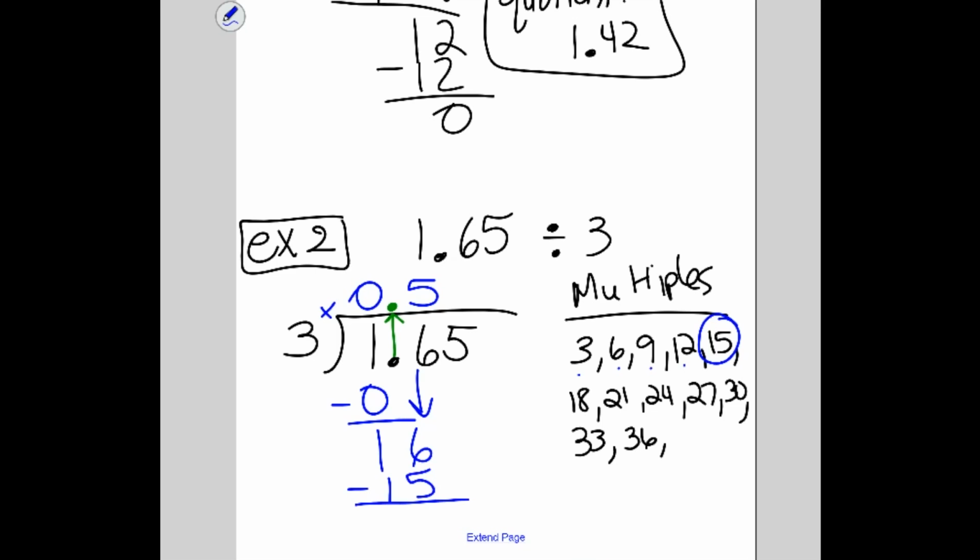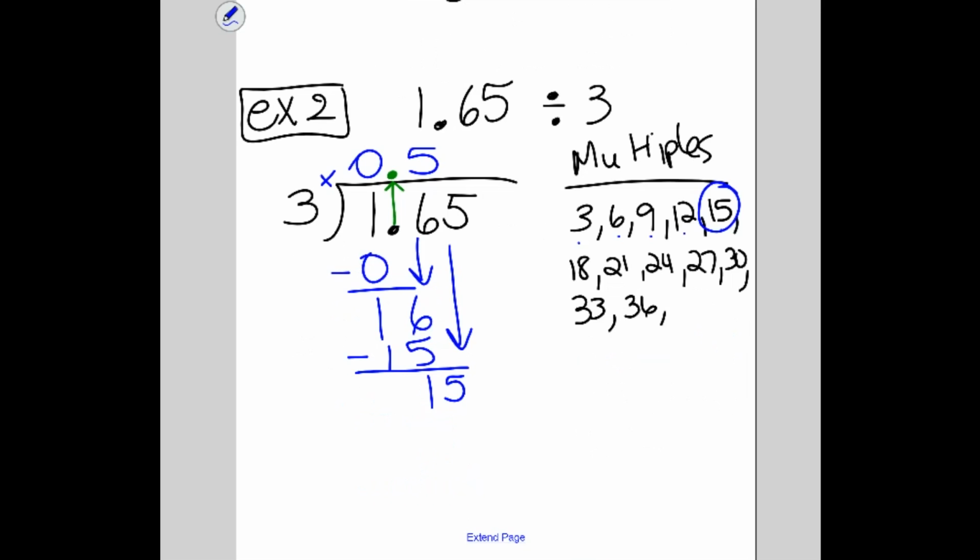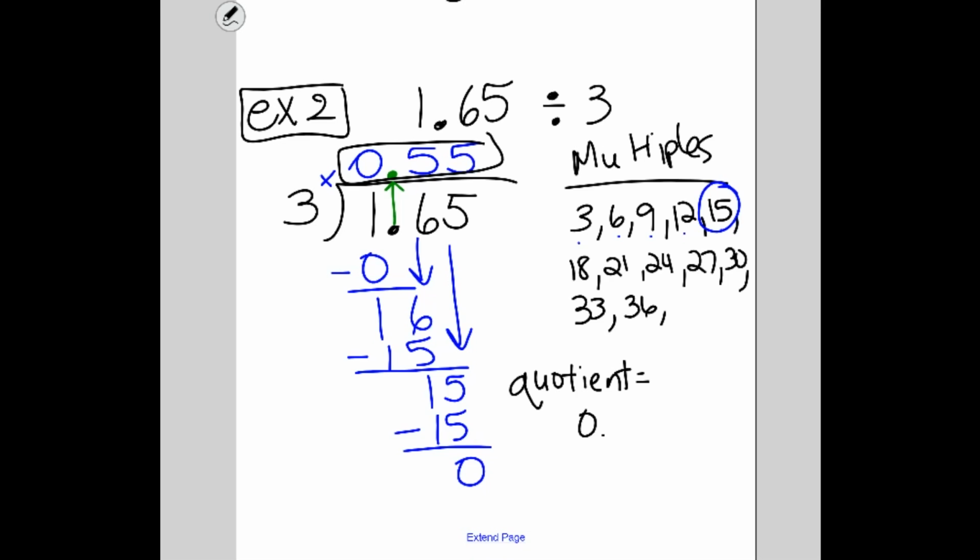Subtract it out. I get 1. Bring down my next number. Oh, there's 15 again. We just did that, so let's put another 5 because we know that it's 15. Subtract it out, and there's our answer. So our quotient is 0.55. So that's how simple it is to divide a decimal by a whole number.